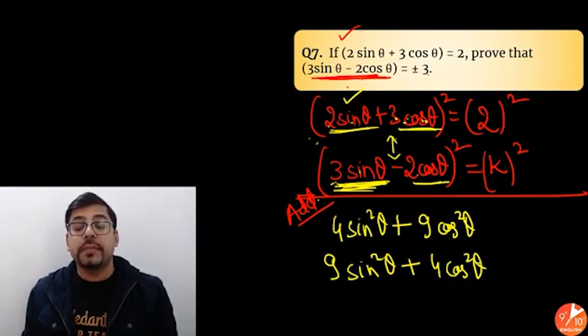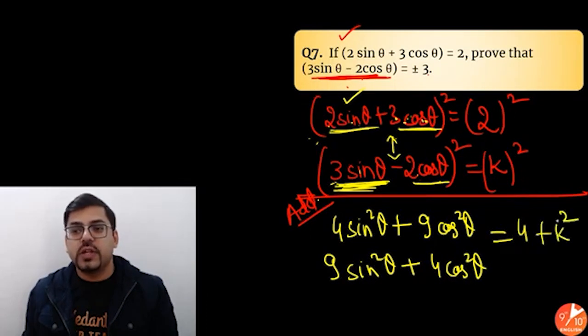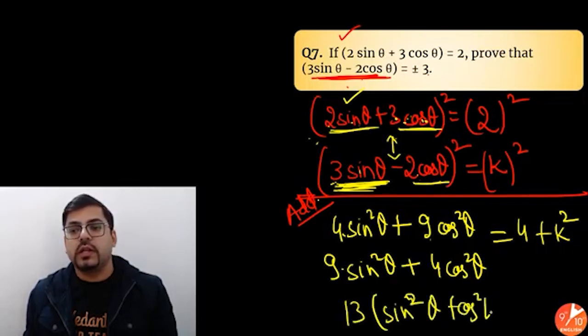So people, ultimately what did you get? Equals, in the RHS you will get 2 square, that is 4, plus k square. On the left, 4 sine square and 9 sine square is 13 sine square, and 9 cos square and 4 cos square is 13 cos square. So you finally got 13 times sine square theta plus cos square theta, equals 4 plus k square.